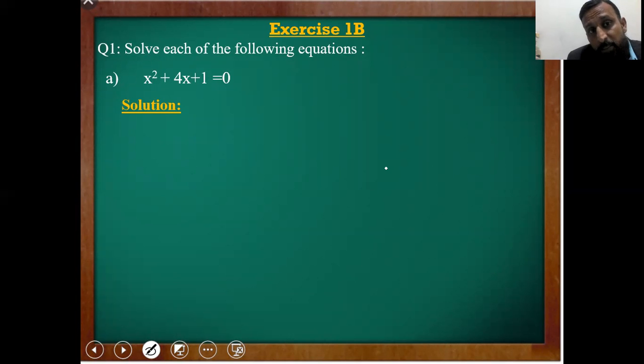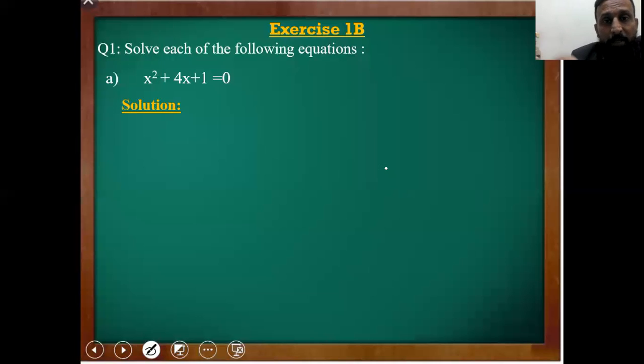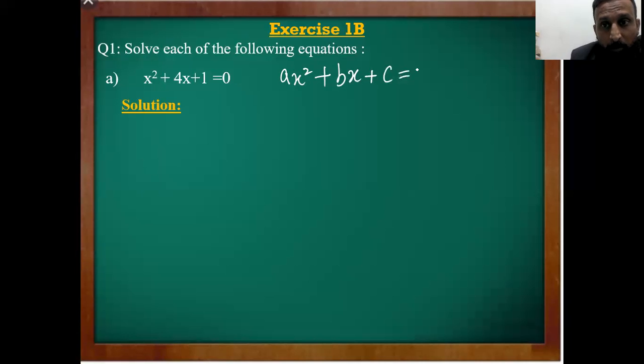Let's compare this equation with the general form I've given you, ax squared plus bx plus c equals 0. I'm writing it here. Now compare the two. The coefficient of x squared is a, and here it is 1, so a equals 1. The coefficient of x is b, and here it is 4, so b is 4. The constant c in our equation is 1, so c equals 1.